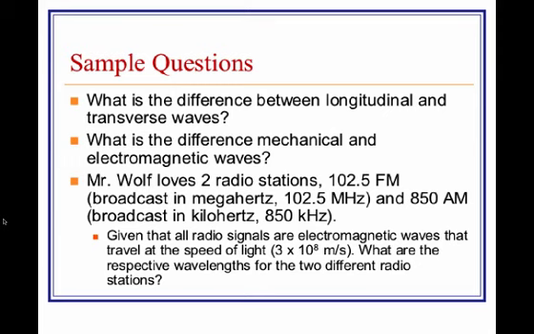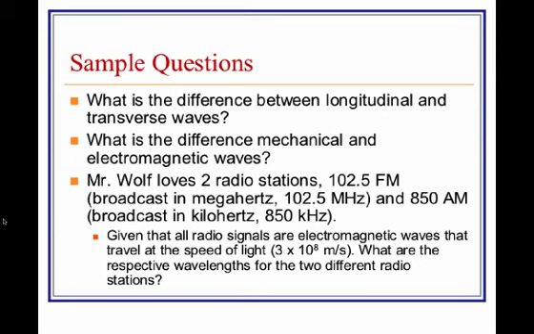Mr. Wolf, in this third question, loves two different radio stations. 102.5 FM is a country radio station. It's broadcast in megahertz. That means a million hertz, which is the unit of frequency. So that's 102.5 MHz, megahertz. And he loves 850 AM WEEI. That's where the Red Sox play. And that's broadcast in kilohertz. So 850 kilohertz. Kilohertz is 1,000 hertz.